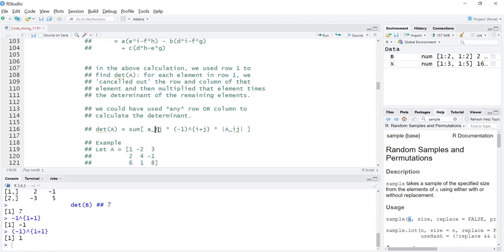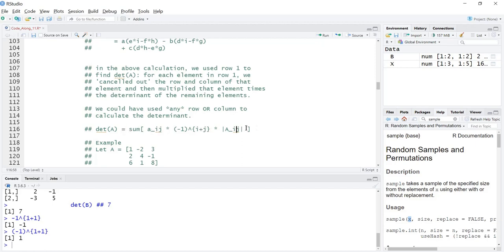If you go across a row, i will stay the same, but j will change. So what it is is the sum of each element a sub i j times negative 1 raised to the i plus j power. And then that is multiplied by this determinant that's left over when you exclude the ith row and the jth column. And this works for any dimension.